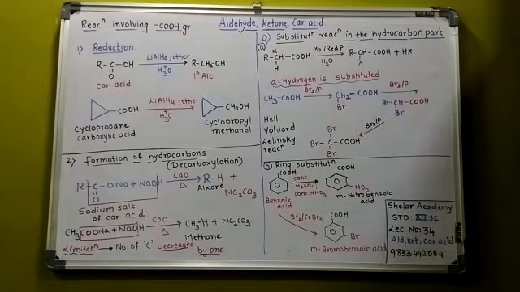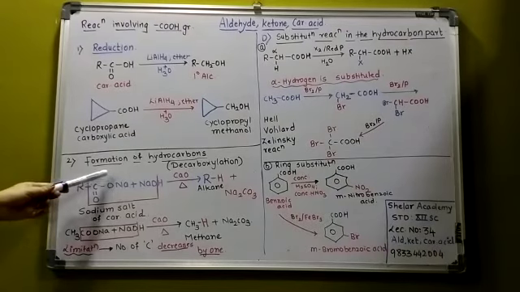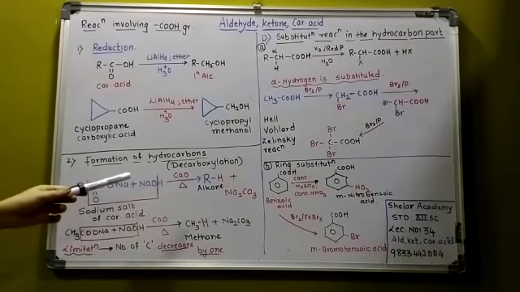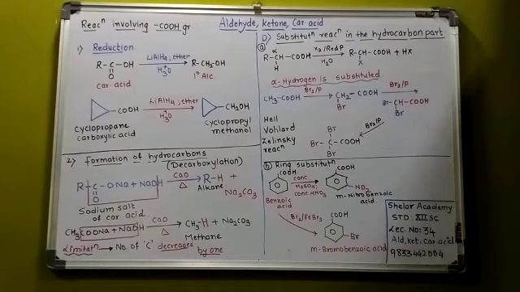When heated, it is the removal of Na2CO3. It is called a decarboxylation reaction. D means removal of carbon dioxide. So it is called a decarboxylation reaction, converted to an alkane.